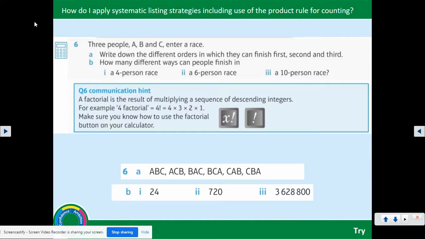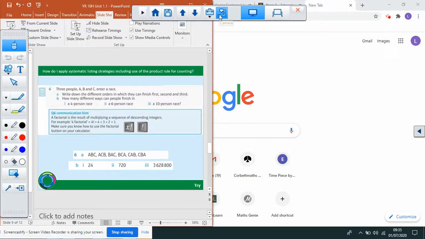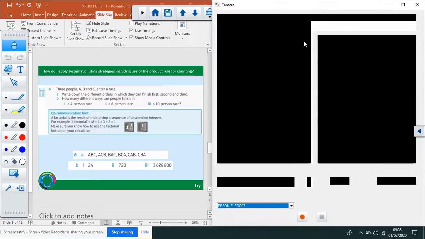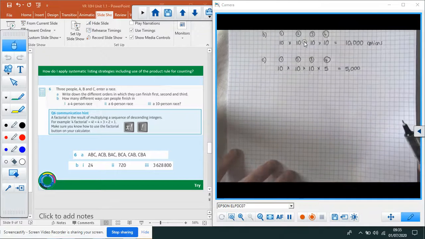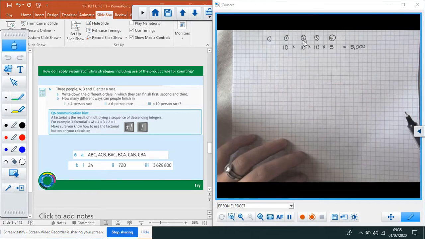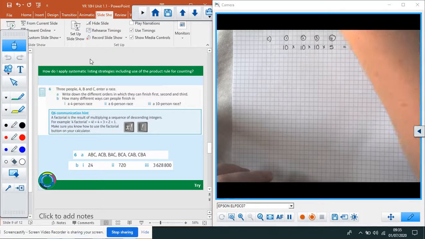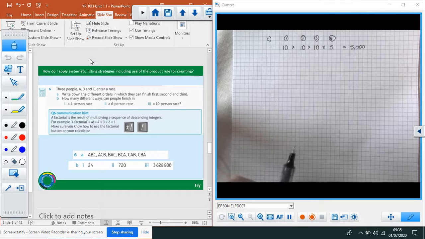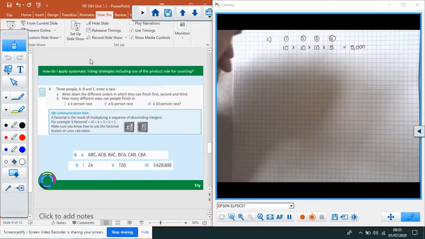Okay, so the answers are there on the screen. I'm now going to go through the solution with you on the visualizer as well, just to explain. Oh, I think I got rid of the part of the discussion, but that's fine on this part. So, question 6.